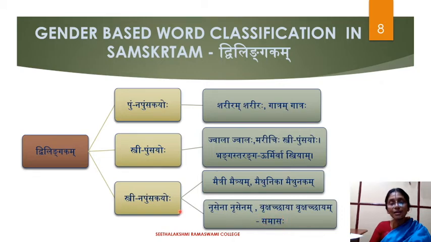Even in the samasas, we have dvilingaka padas, Nrisena and Nrisenam. Nrisena means army of men. Here Nrisena is a single lexical entry. It is a samasa compound word. You have Nrisena in feminine and Nrisenam in napumsakalinga. Vrikshachaya, Vrikshachayam. Vrikshachaya means shade of a tree. So here you have it in the feminine form and this is in the neuter form. So even in case of some of the samasas, we have dvilingaka padas. So this is about the examples for dvilingaka padas.